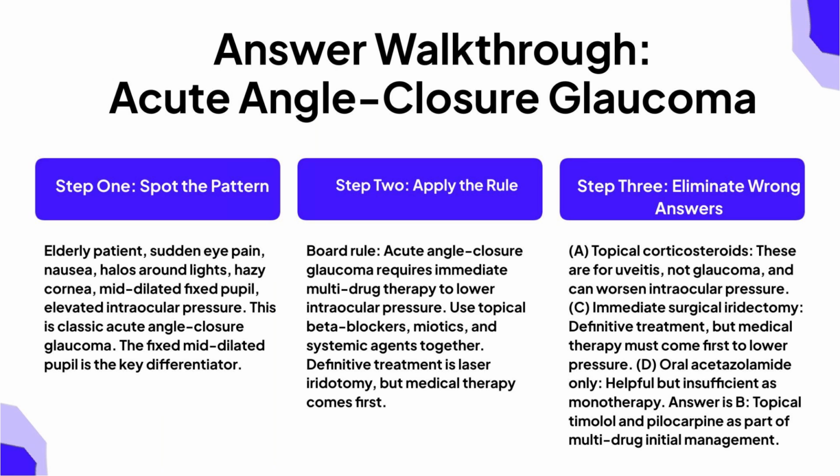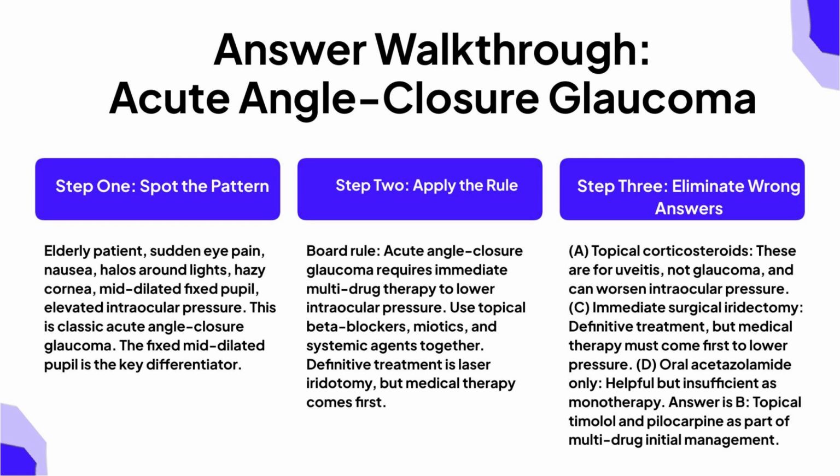Let us break this down step by step. Step 1, spot the pattern. Elderly patient, sudden severe eye pain, nausea, halos around lights, hazy cornea, mid-dilated fixed pupil, and elevated intraocular pressure. This combination is the classic presentation of acute angle closure glaucoma. The fixed mid-dilated pupil is the key exam finding that clinches the diagnosis.